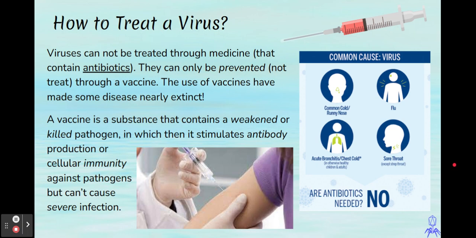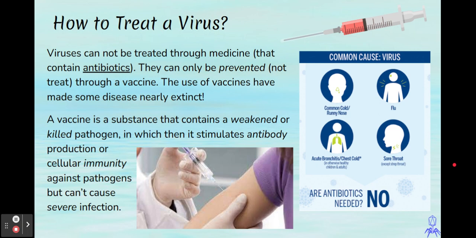So the question is, how can we treat a virus? The thing about viruses is they can't be treated through medicine that contains antibiotics. They can only be prevented, not treated, through a vaccine. The use of vaccines has made some diseases nearly extinct. So what is a vaccine? A vaccine is a substance that contains a weakened or killed pathogen, which can then stimulate antibody production or cellular immunity against pathogens, but can't cause severe infection.